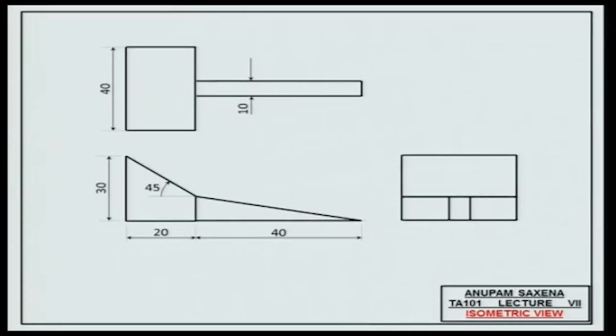So let's draw the isometric view from these three orthographic views given. Third angle, first angle? Third angle. How do you think, or what do you think the object is going to look like in 3 dimensions? Let's get back to our exercise.